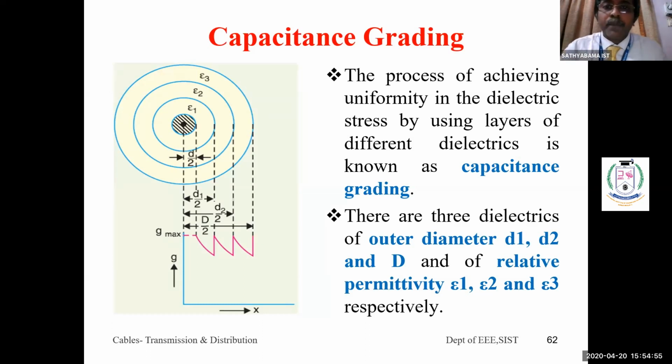So please see the theory part. The process of achieving uniformity in the dielectric stress by using layers of different dielectrics is known as capacitance grading. Once again, please listen. As the diagram clearly tells, we have 3 dielectric layers, and your outer diameters are D1, D2 and capital D. As well as your relative permittivity, we have 3 layers, that's why we keep epsilon 1, epsilon 2 and epsilon 3. Next slide, we will see it.